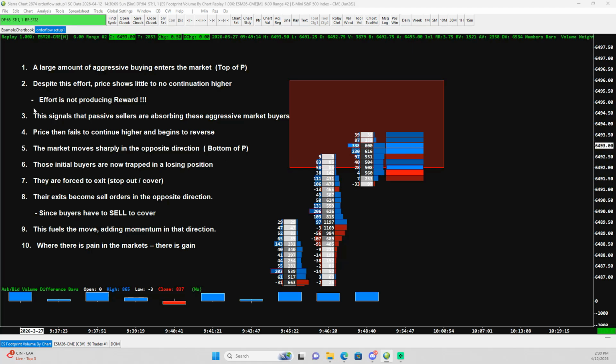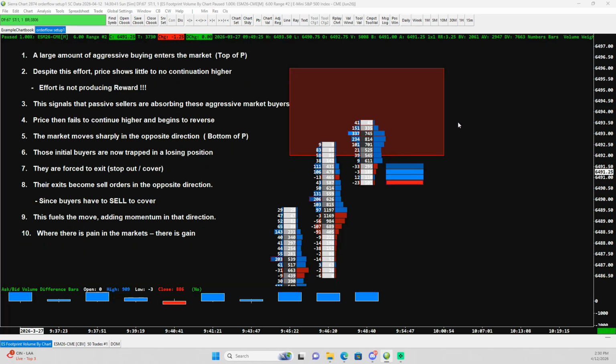However, when effort is not producing a reward, such as we're seeing right now, then this signals that passive sellers are absorbing these aggressive market buyers. And so I'll pause this right here. We are now at step number 3. I say that this signals that passive sellers are absorbing these aggressive market buyers.